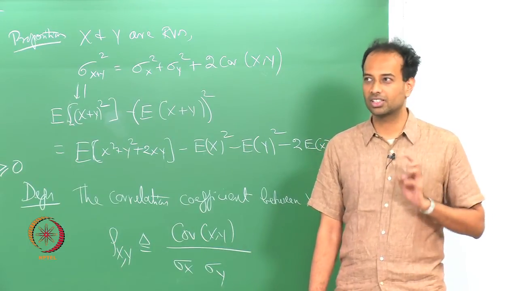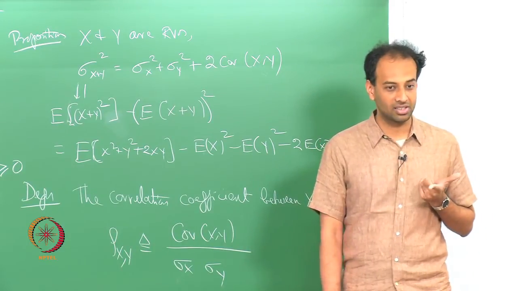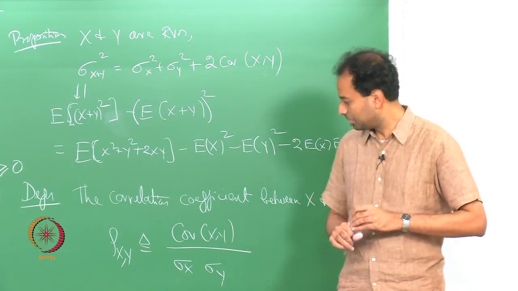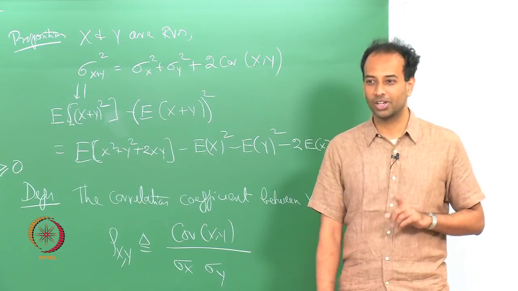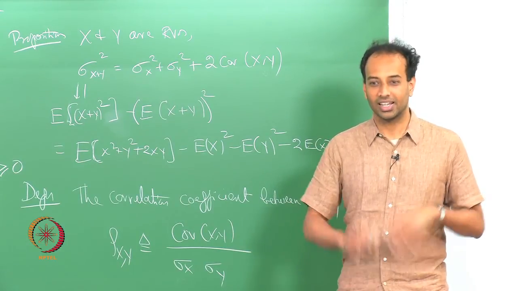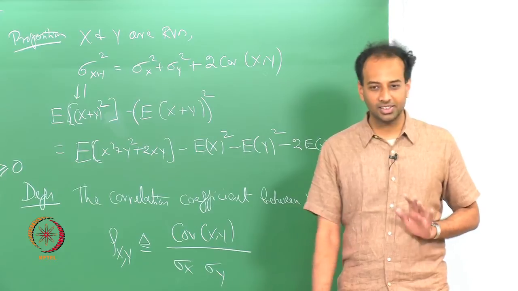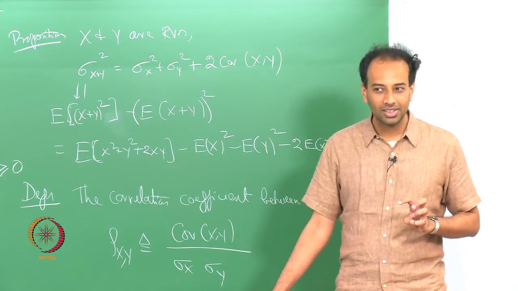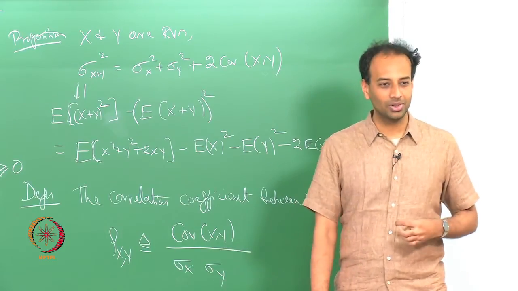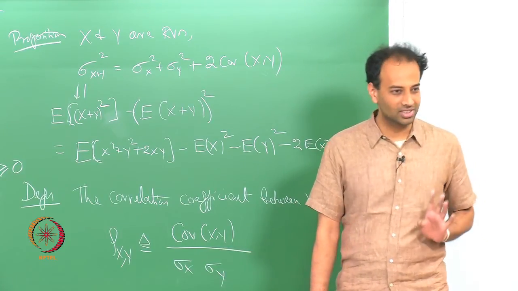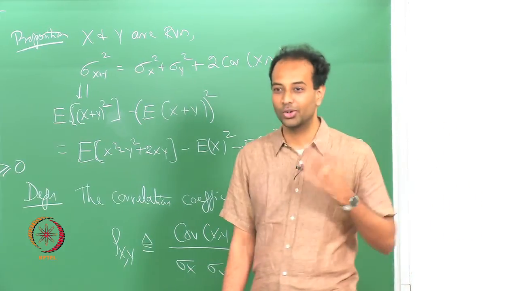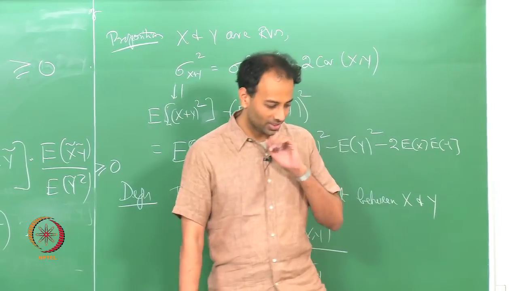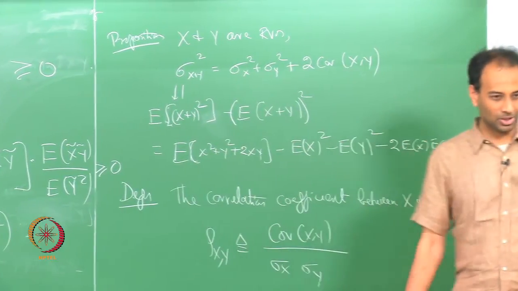Covariance of x comma x is simply the variance of x, is it not? So that is greater than or equal to 0, no problem. But if the variance is equal to 0, you have to show that x is equal to 0. Is that true? You cannot say that x is equal to 0; you can say that x is equal to a constant, but even then only almost surely, right? So there is a little bit of a problem here.